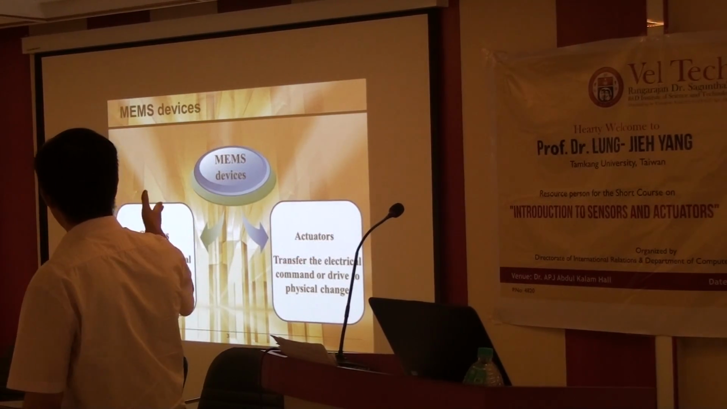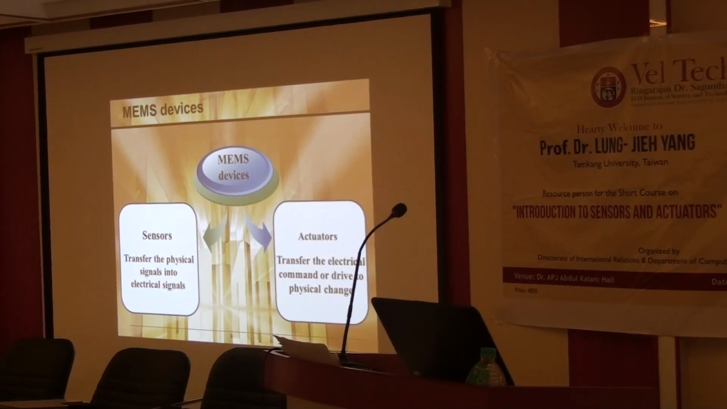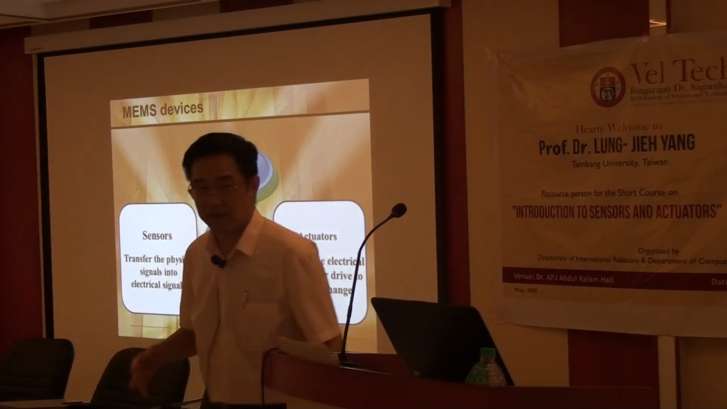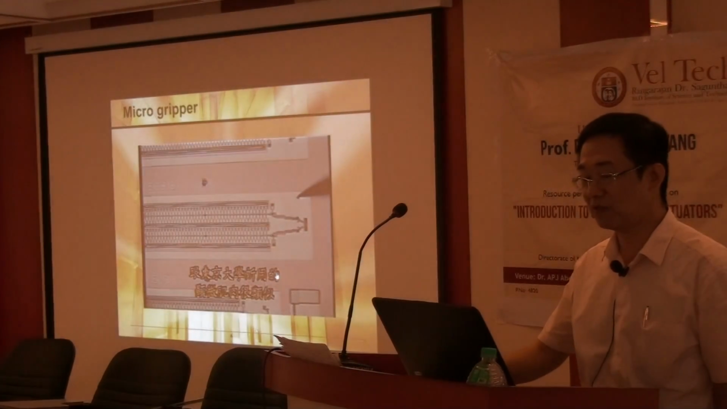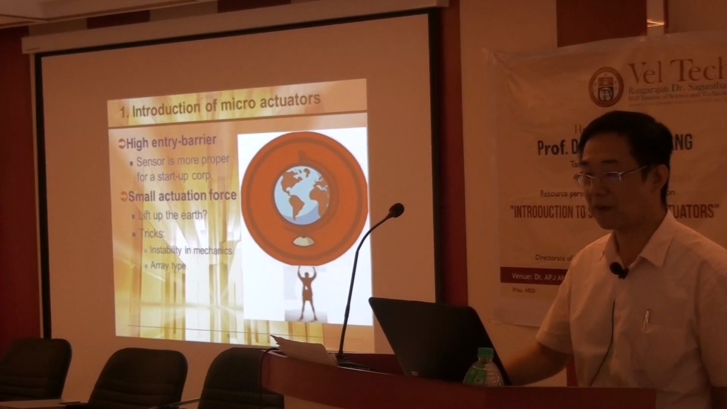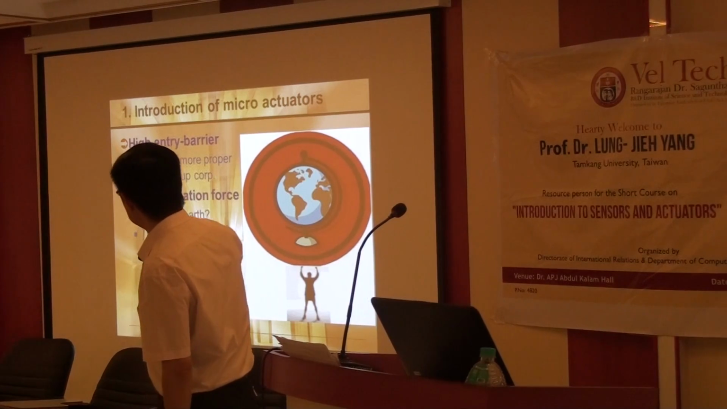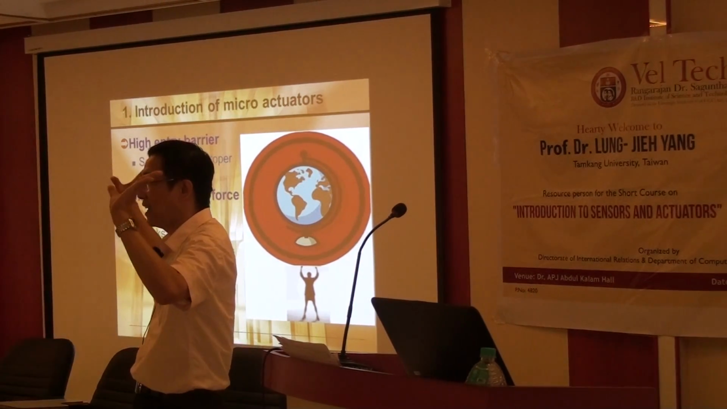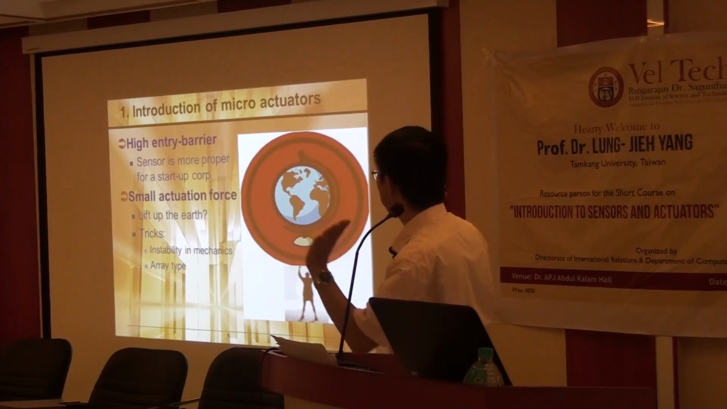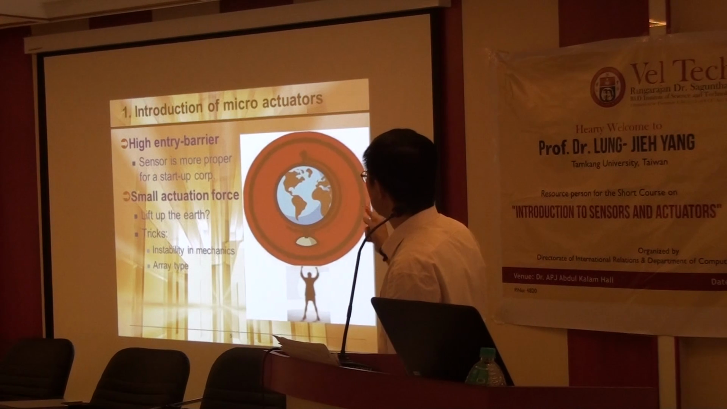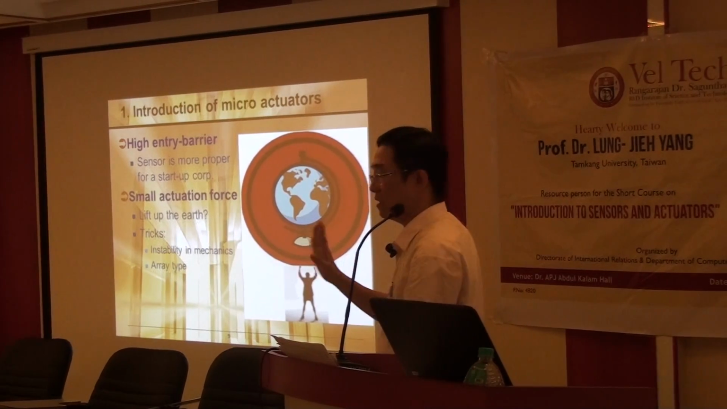But on the other hand, an actuator means, okay, I want to change the world. I want to change the environment. So an actuator is not easy. A sensor is much easier, but an actuator is very difficult. It's like I want to develop the earth, I want to develop the world. So it's difficult. Here it says high entry barrier. A sensor is more proper for a startup company, but an actuator is no good.